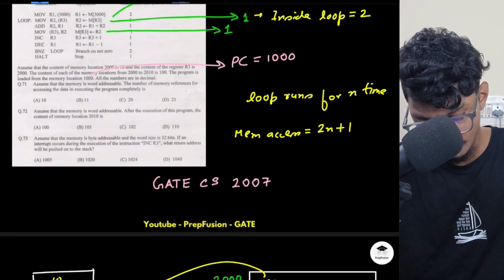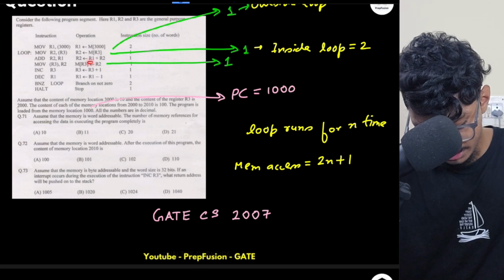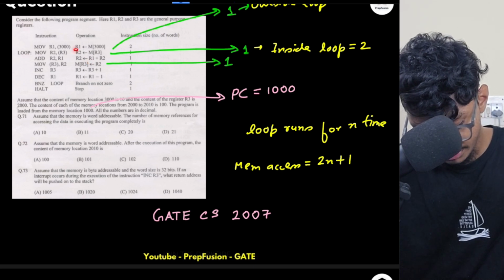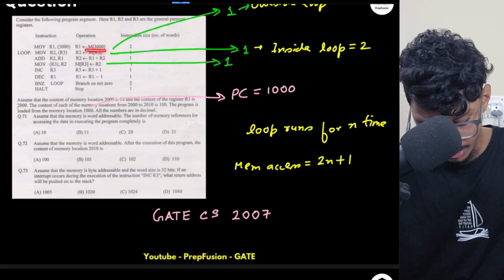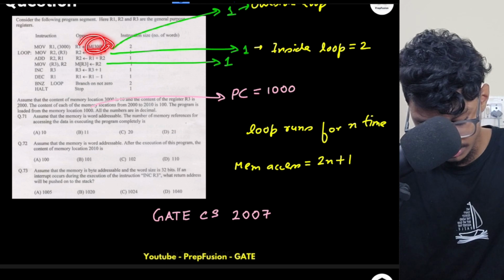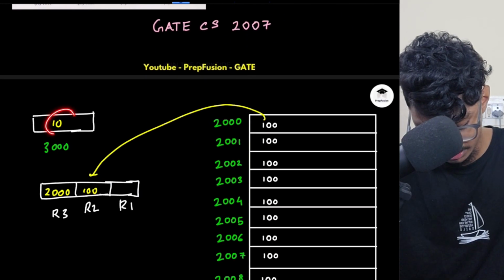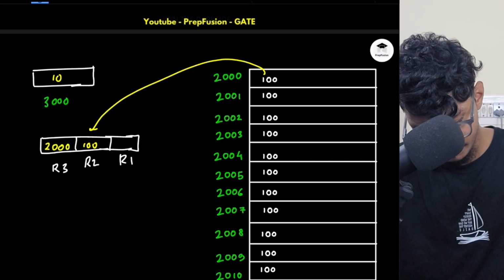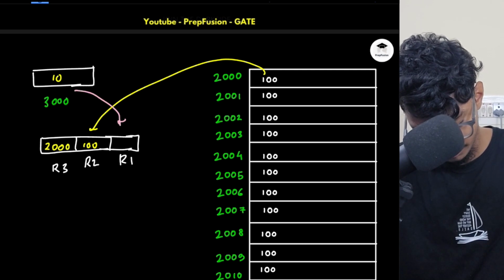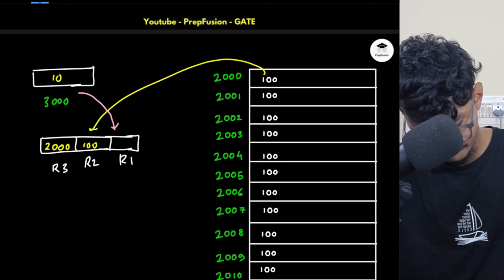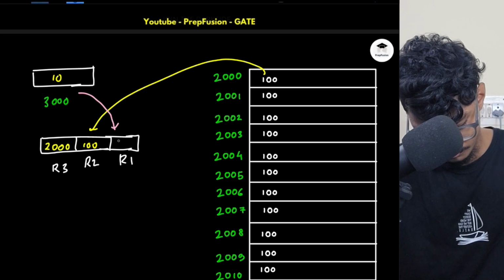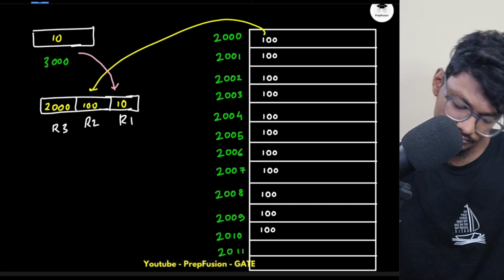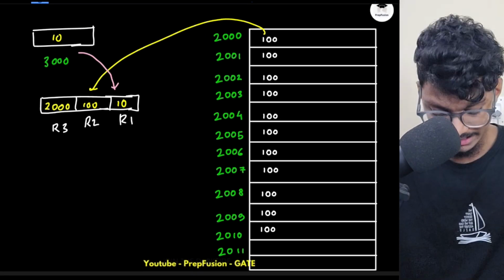Okay, then what I am doing, I am adding. Before that, I stored the memory location content of 3000 in R1. So what is present in 3000? 10, right? So I will store this in R1. So this also I did beforehand. This will come here. Okay, so this is 10.